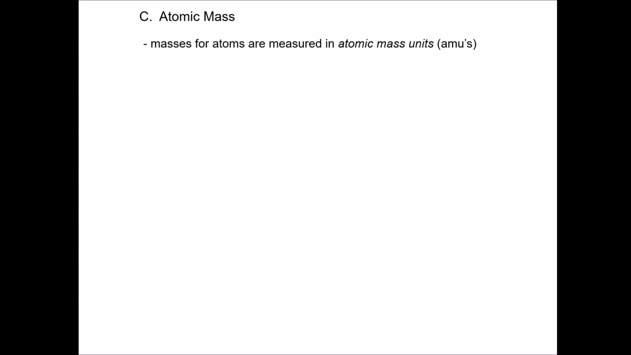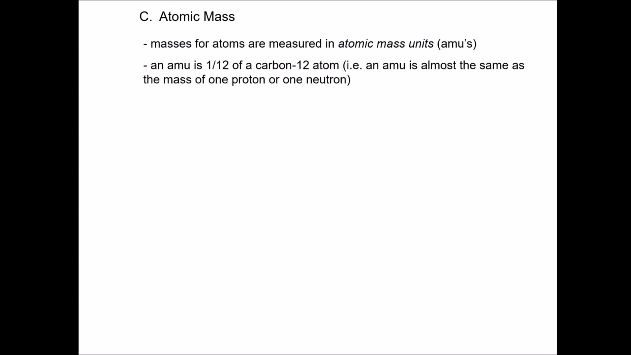First of all, masses for atoms, we cannot measure in normal units, okay? We cannot measure them in kilograms or grams or even milligrams would be too much, too big, okay? Atoms are way too small for those kind of units. So we've come up with a unit just for atoms, and it's called the atomic mass unit, the AMU. All right, so anytime that we talk about the mass of an atom, we're talking about it in terms of AMUs. And if you want to get a general idea of how big an AMU is, about the same size as the mass of one proton or one neutron.